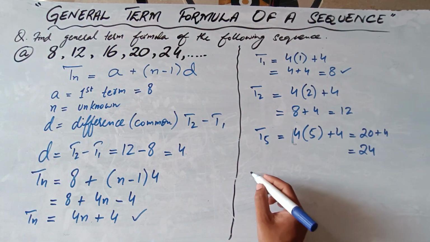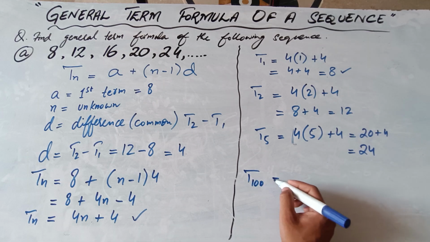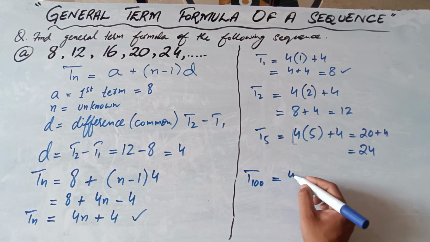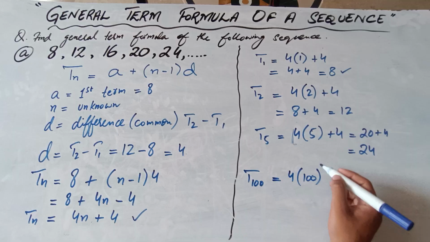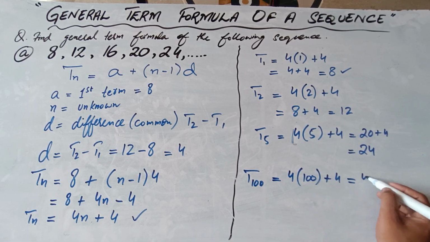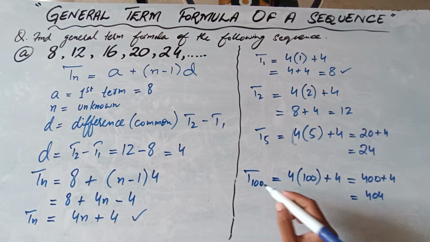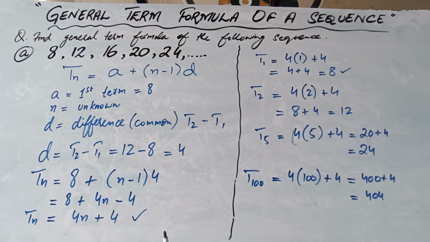So we can find any term of this sequence. For example, if it is asked to find the 100th term of this sequence, in place of n we will put 100. So 400 plus 4, so 404, this would be the 100th term of this sequence. So this is the use of this particular formula for any particular sequence.